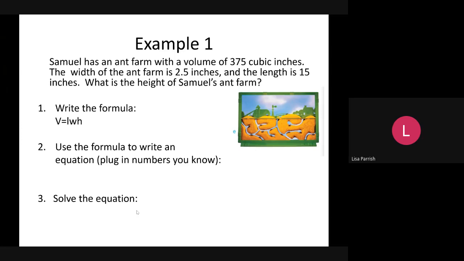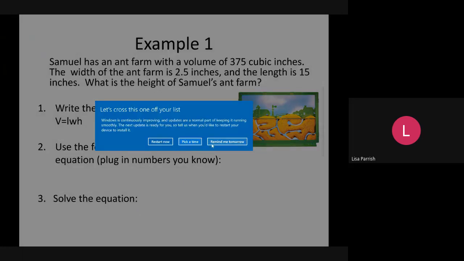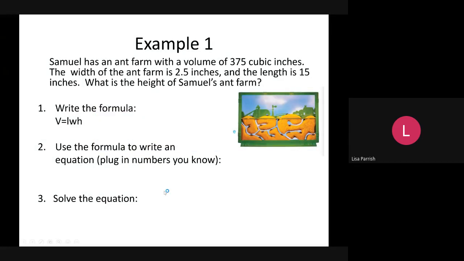Example 1, okay? Samuel has an ant farm with a volume of 375 cubic inches. The width of the ant farm is 2.5 inches, or 2 5/10 inches. The length is 15 inches. What is the height of Samuel's ant farm? Now you can write the words or you can draw a rectangular prism and label the dimensions, okay? But you've got to have something to show what you're dealing with here on example 1.